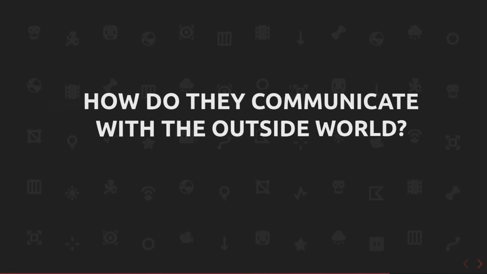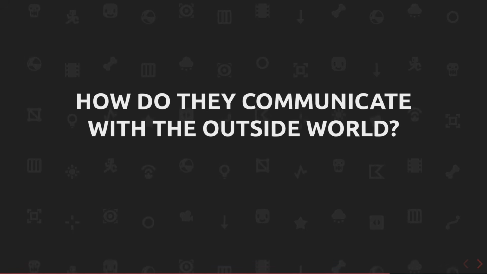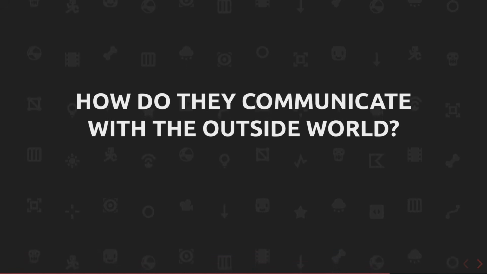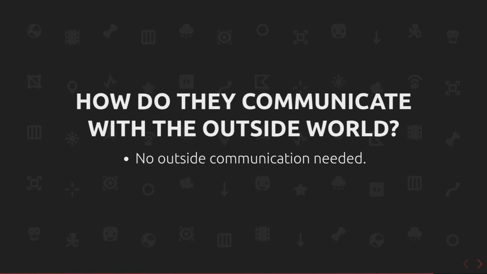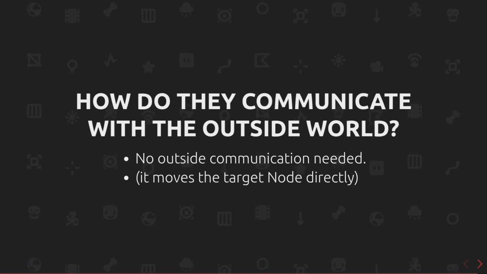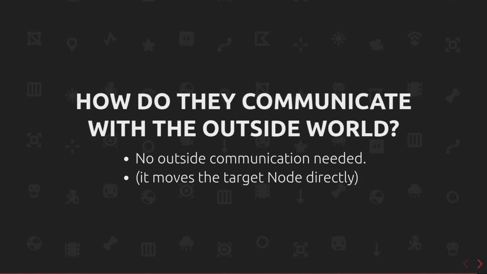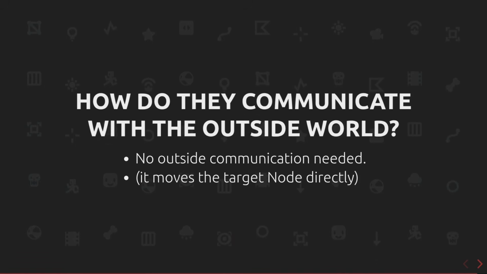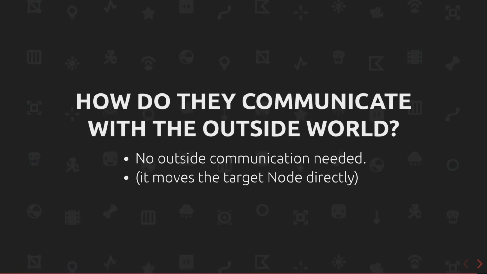Now, how do the Velocity Movement 2D components communicate with the outside world? Well, they don't really have to. No outside communication is needed in this case because they directly move the target Node2D in the physics process virtual method. Still, sometimes you might want to have communication. For example, if you use arrows, you might want to delete them if they leave the screen, or you might want to be notified when they hit some sort of a target, for example, a wall or an enemy unit.